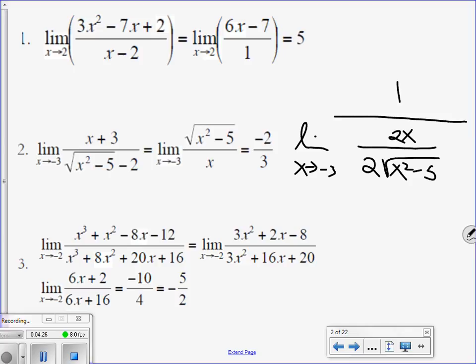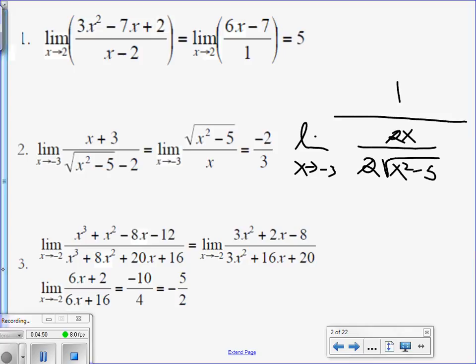And now, I can cancel the 2's, and I can just flip it. You have 1 over a fraction. And that's why you wind up with 1 over the radical on top. So that was a little fun with the radical.